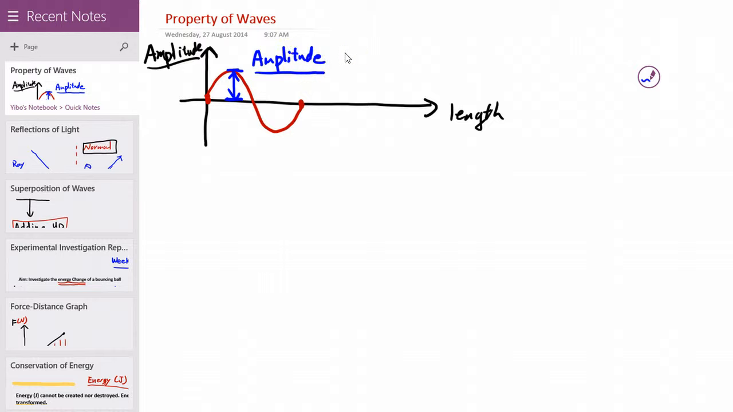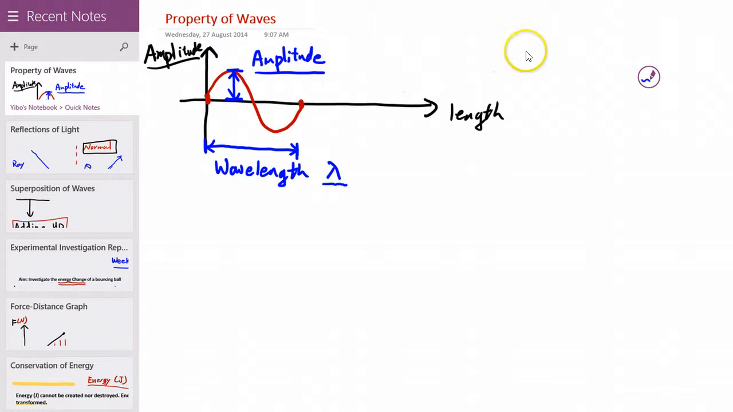So just remember we have the amplitude, and then we will have the wavelength according to this. So this is a period of wavelength. And the symbol for it is the Greek alphabet lambda. Okay. So whenever you say lambda, we are going to talk about the wavelength.